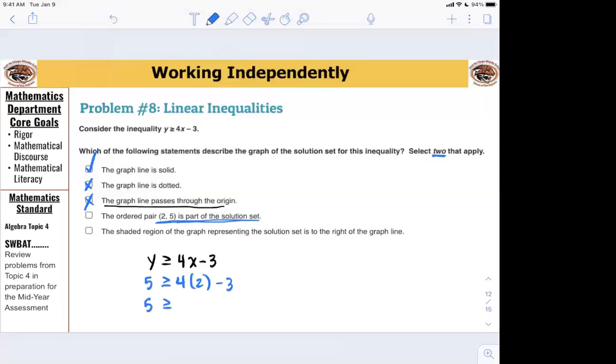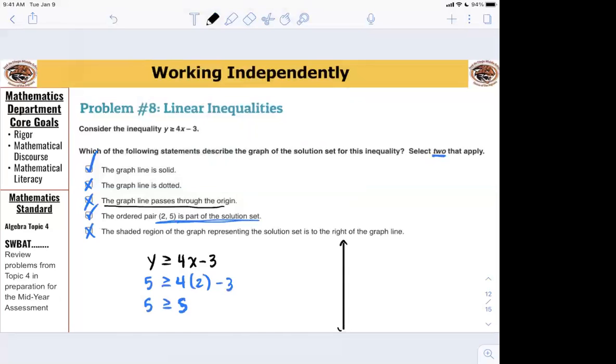2 times 4 is 8. 8 minus 3 is 5. Is 5 greater than or equal to 5? Yes. Therefore, you can check that off, and then automatically answer choice D would be out. But if you wanted to double check it, you could do a couple of things.